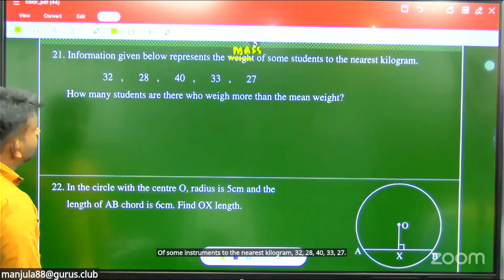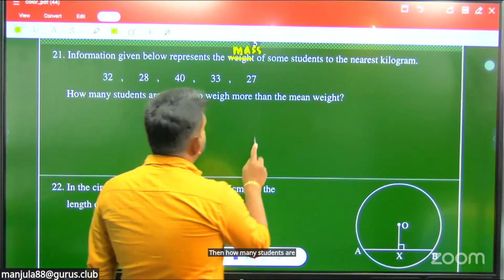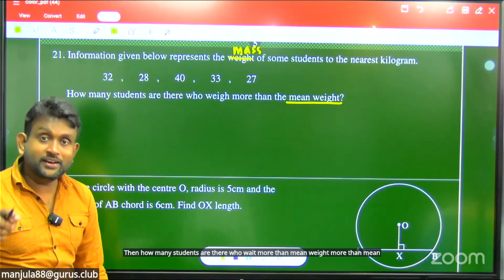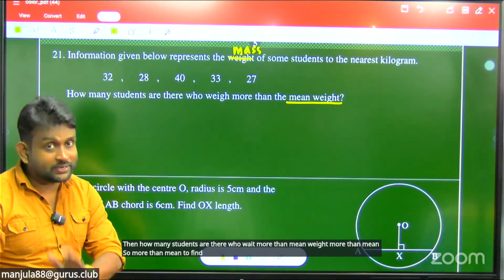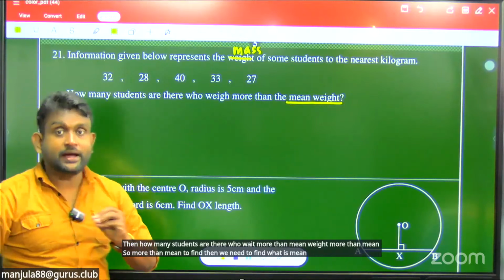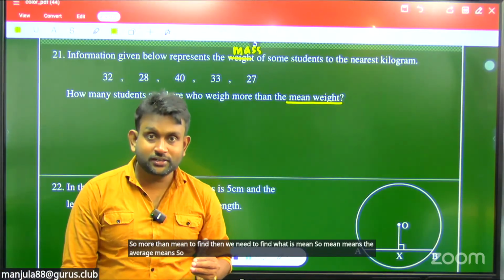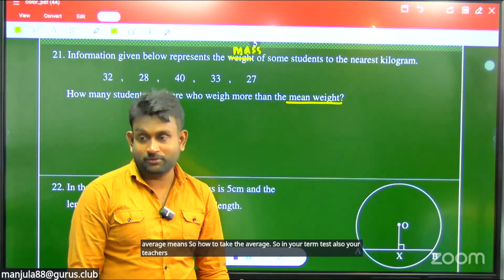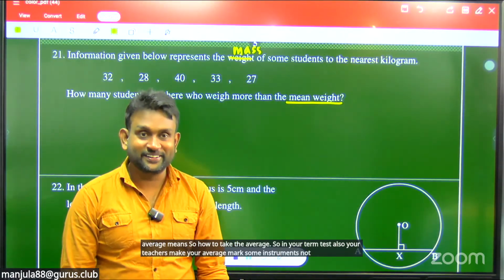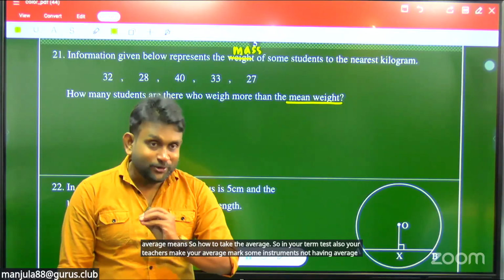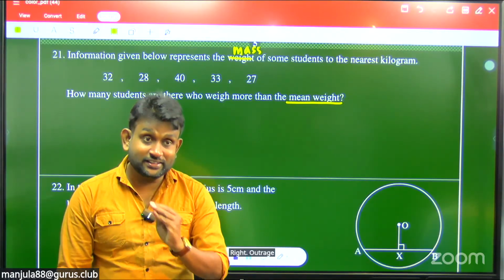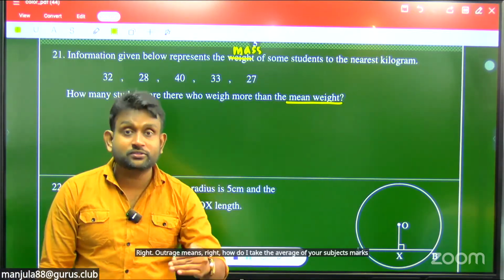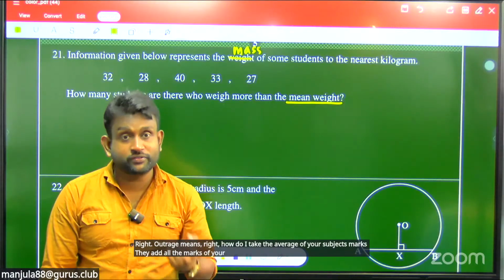Then how many students are there whose mass is more than the mean? To find more than the mean, we need to find what the mean is. Mean means the average. So how do we take the average? In your term test also, your teachers work out your average marks. Average means you add all the marks of your subjects and divide by the number of subjects.